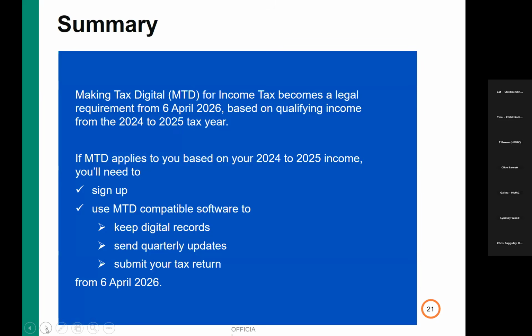So that's the benefits, and just a quick summary really of where we've been, and a conclusion. So MTD becomes a legal requirement in less than 2 months, but that is based on qualifying income from the 24 to 25 tax year. That's a tax year where you will have just submitted very recently your tax return with the deadline of January 26. If MTD applies to you based on your income in that year, you will need to sign up. You will need to keep digital records using compatible software, to also use that software to send quarterly updates and to submit your tax return. So that's the essence of this.